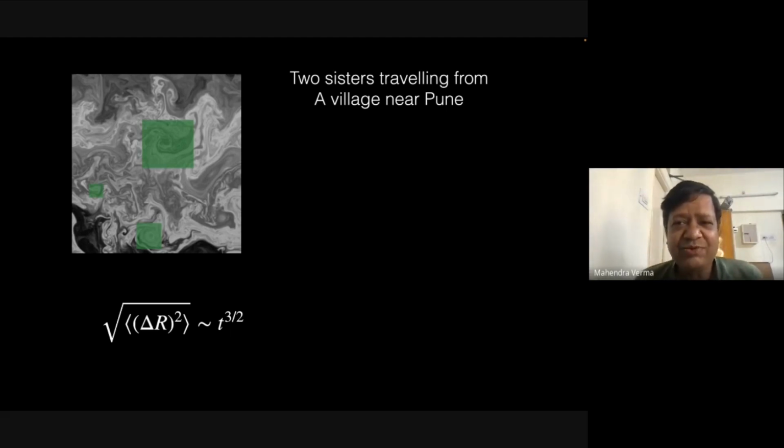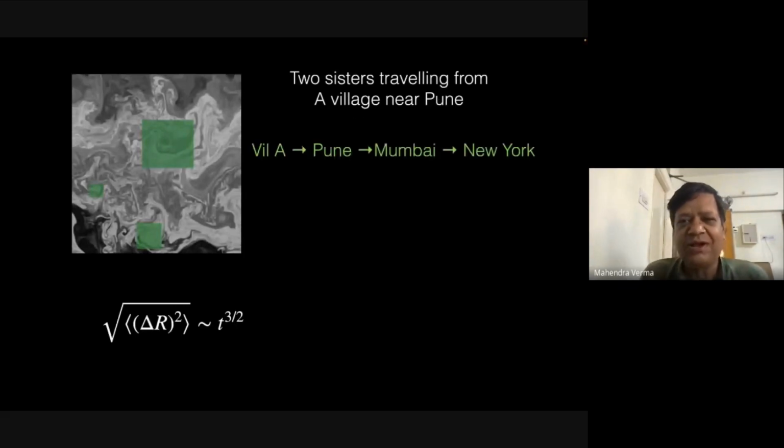Okay. Now the two sisters traveling from, so you can replace Pune by Trichy. So this talk was given in CNSD in Pune. So I should replace Pune by Trichy. So there are two sisters who are going from Pune to New York. Oh, sorry, one is going to New York, one going to Paris.